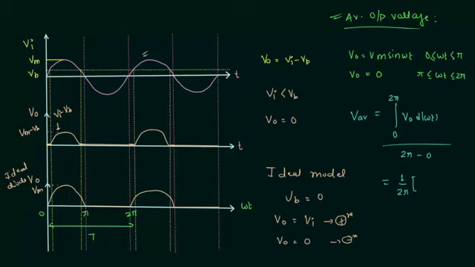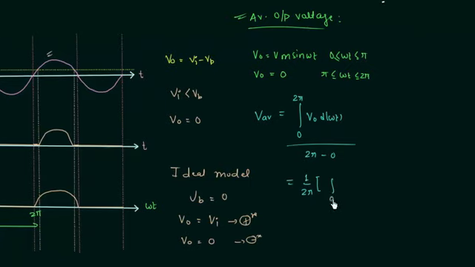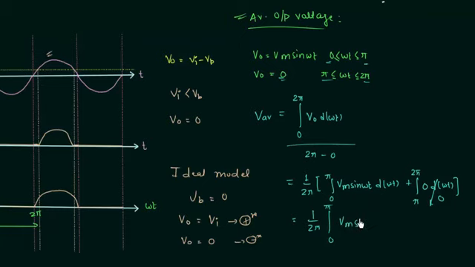Inside the bracket we have integration 0 to pi. When omega t is from 0 to pi, Vo is equal to Vm sine omega t. So we have Vm sine omega t d omega t plus integration from pi to 2 pi. From pi to 2 pi, Vo is equal to 0. So we have integration of 0, and integration of 0 is equal to 0. So we are left with 1 by 2 pi integration 0 to pi Vm sine omega t d omega t.